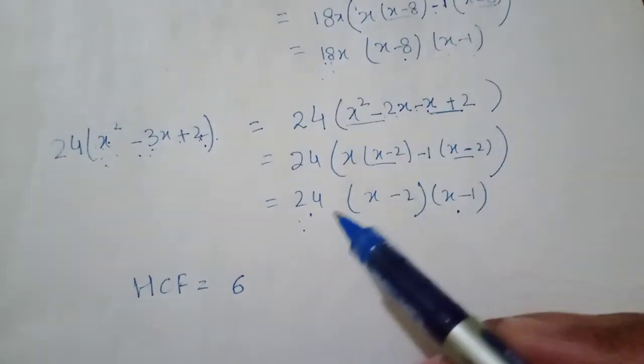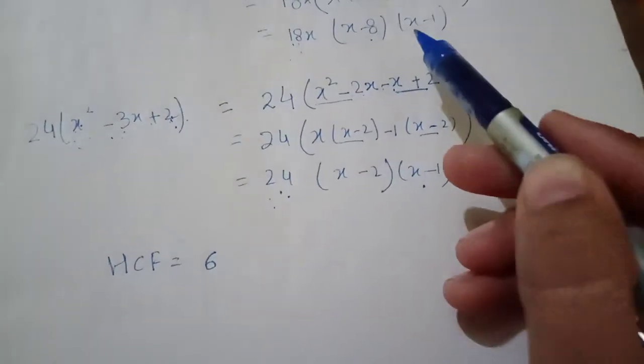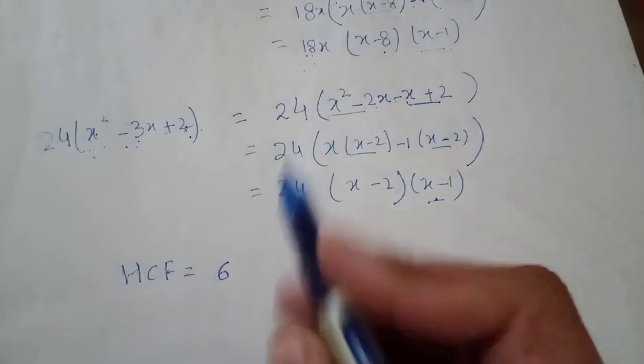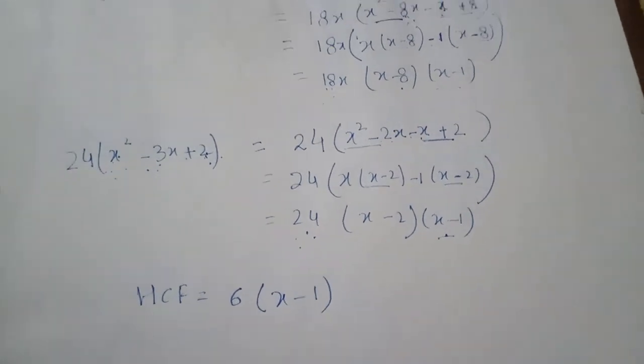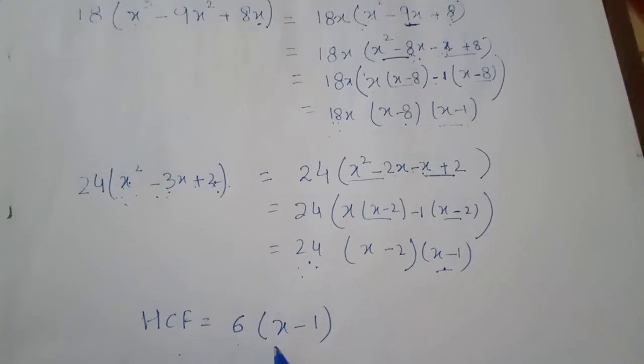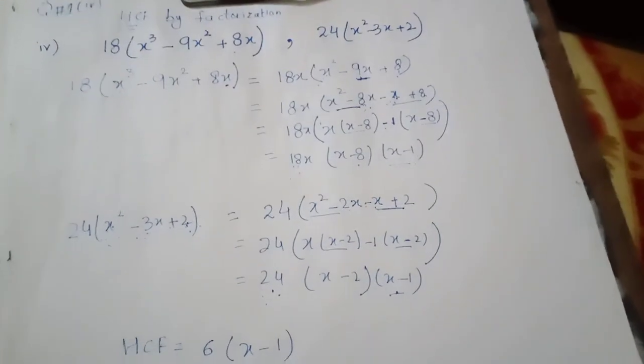6 threes are 18, 6 fours are 24. And then x minus 1, x minus 1. You will write the common terms. That is HCF. So the highest common factor is 6 into x minus 1. Is it clear?